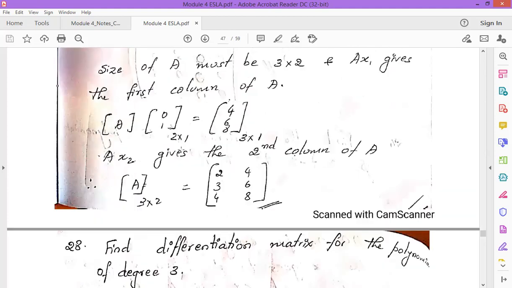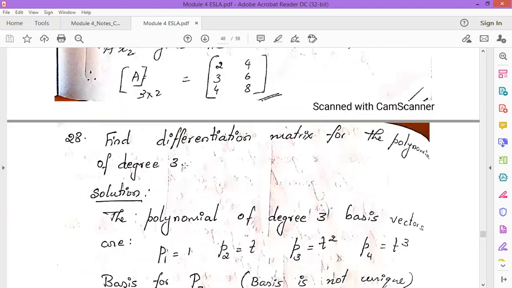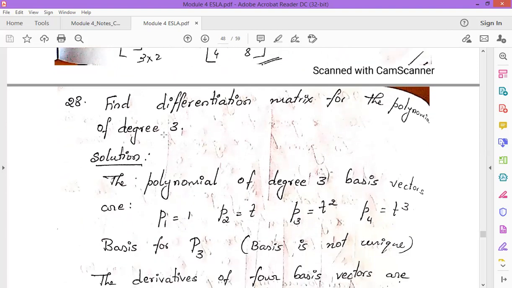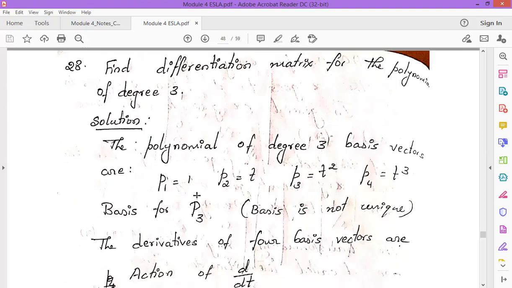So here you need to identify the size of the matrix A and its elements. That's it. And the next one is find the differentiation matrix for the polynomial of degree 3. So here we have to identify the differentiation matrix for this. So here, for the polynomial of degree 3, for this basis vectors, we can write P1 as 1, that is nothing but t to the power 0. P2 is equal to t, P3 is equal to t square, P4 is equal to t to the power 3.